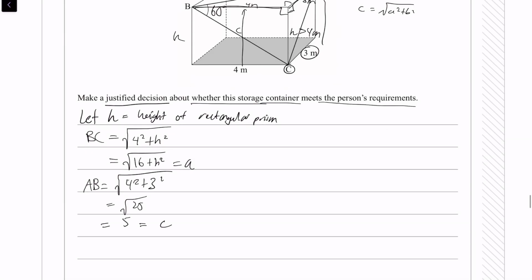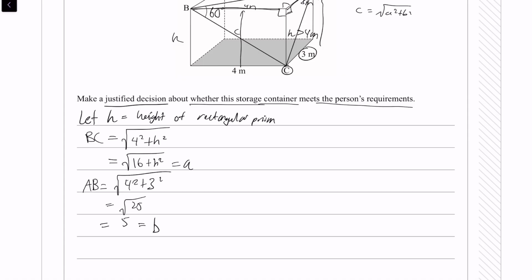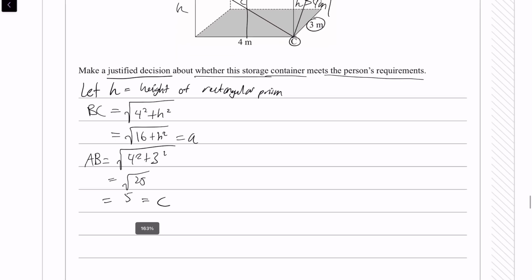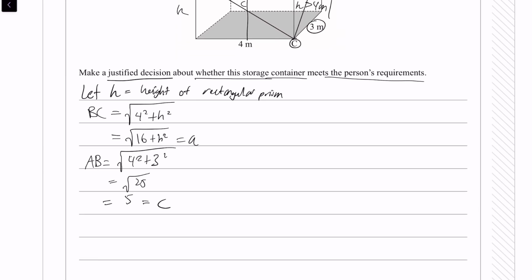Actually, sorry, I might make that B, because I'm going to use my cosine formula later. Actually, no, sorry. That's weird. The marking guide is wrong here. So yeah, it is C, sorry. Forget about what I just said before. So 5 is C. A is equal to square root of 16 plus h squared.